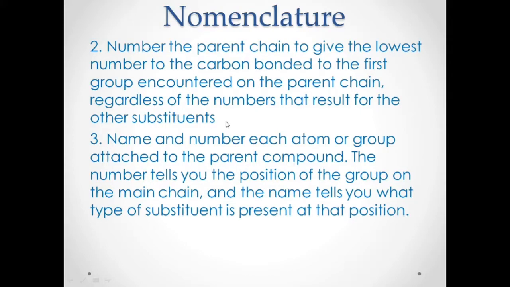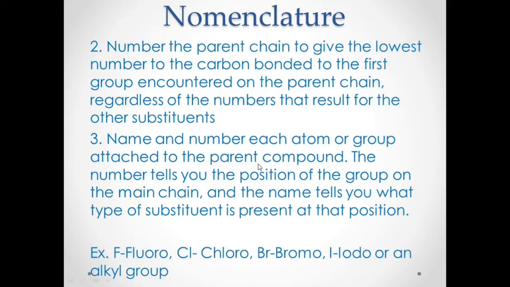Name and number each atom or group attached to that parent compound. So the number tells you the position of the group on the main chain, and the name tells you what type of substituent is present at that position. Okay, so these are some examples of the substituent. So it could be our alkyl group, the one that I discussed already earlier, and also your halogens.